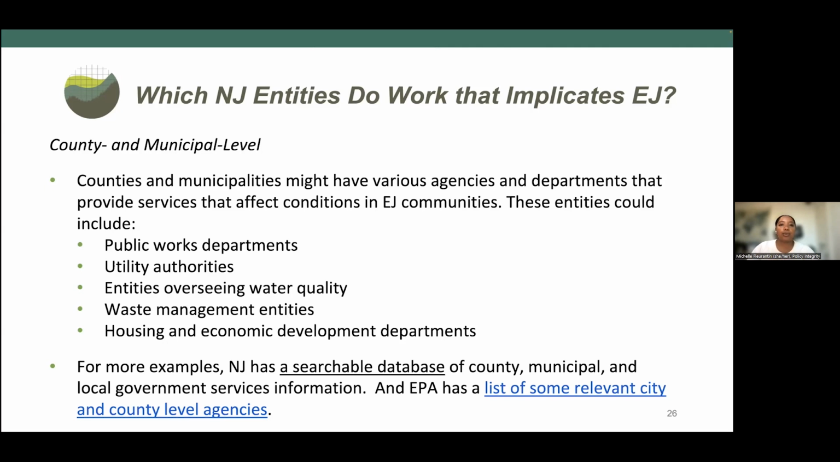So for more examples of what type of entities are out there, New Jersey has a searchable database of county, municipal, and local government services information, and EPA also has their own list of some relevant city and county level agencies that do environmental work.